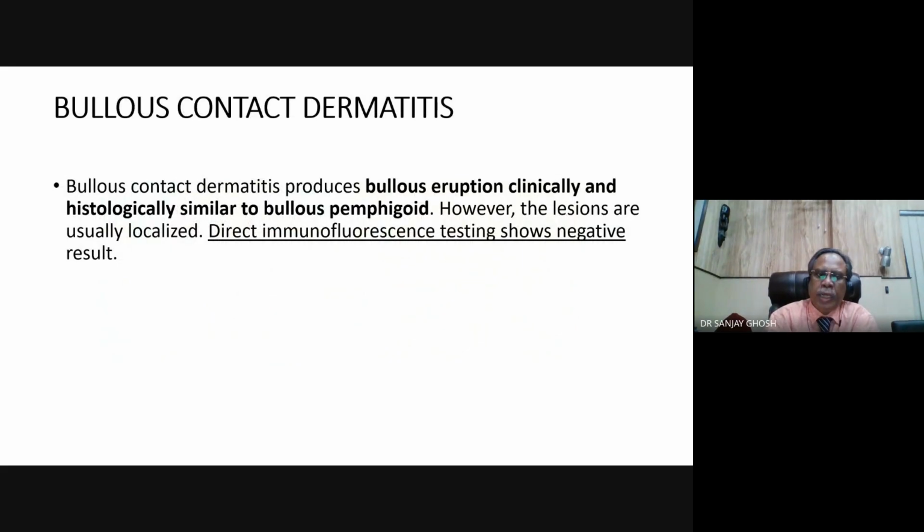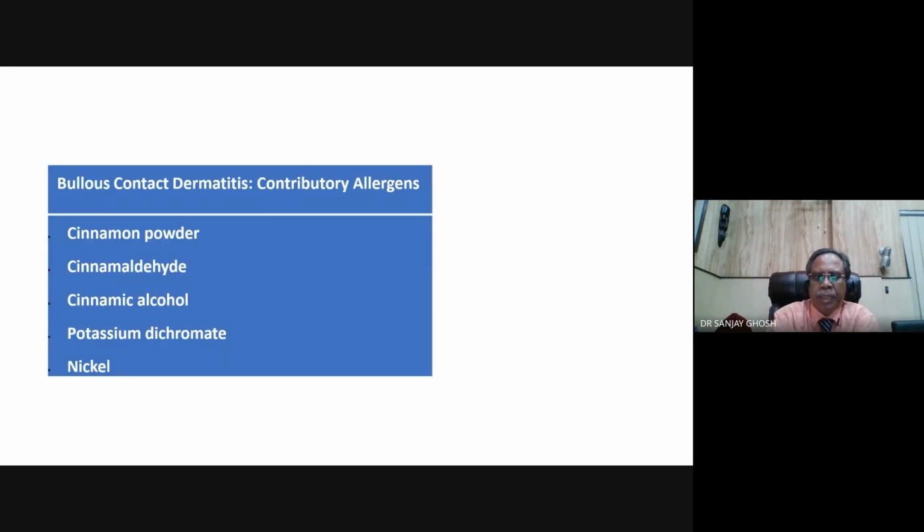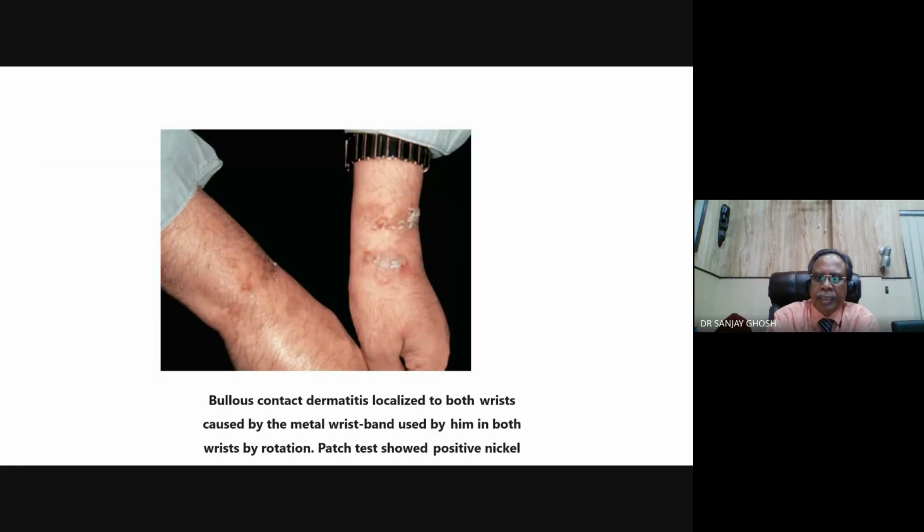But this is interesting: bullous contact dermatitis. If the bullous eruption remains localized, we have to think in the differential diagnosis of bullous contact dermatitis apart from bullous pemphigoid. Histopathologically it is almost the same, but DIF will be negative, unlike in bullous pemphigoid. The allergens include cinnamon powder, cinnamaldehyde, potassium dichromate. This patient had recurrent bullous eruption on hands and feet, and we found positivity to nickel and cobalt. The wrist band was the culprit; we removed it and ultimately he was cured.